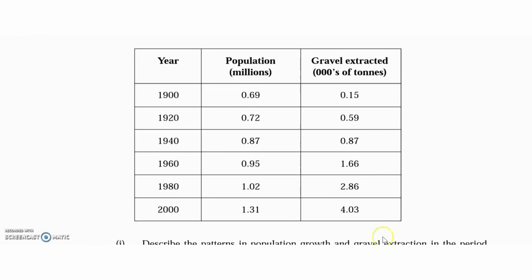I want you to look carefully at what is actually being asked. Look at the years, from 1900 all the way down to the year 2000. That is 100 years. Population in millions, gravel extraction in thousands of tons. Remember, if you have to put a numerical value as it relates to gravel extraction, make sure you put the thousands of tons. If you don't have that, you will get it wrong.